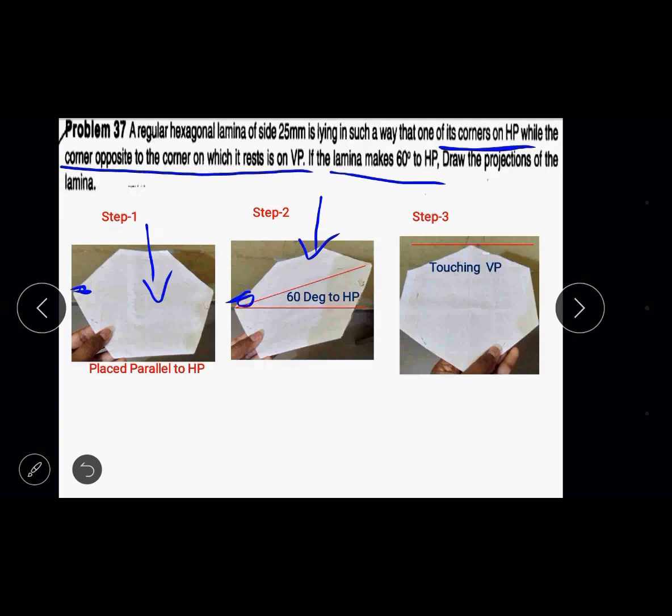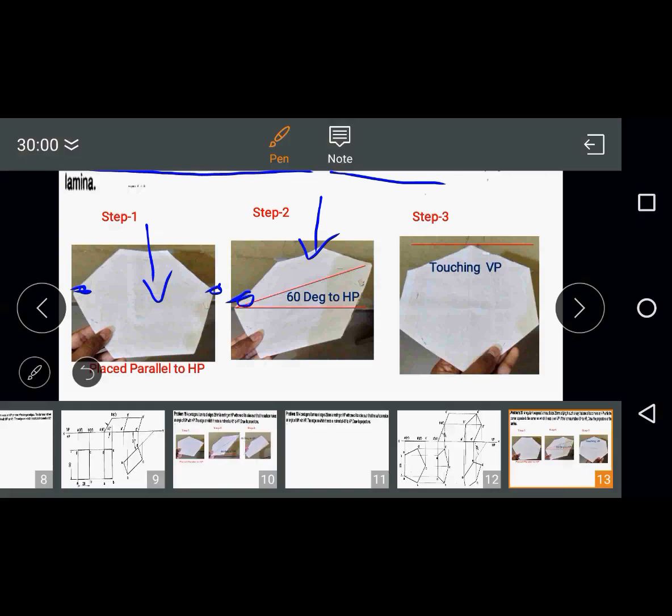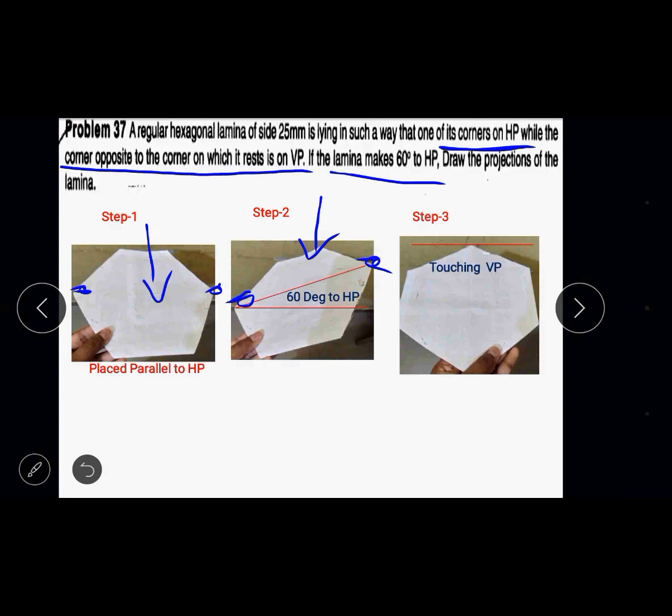The left corner of the hexagon is our resting corner, and you can look at figure 1. The right side corner of the hexagon is the corner placed opposite to the resting corner. So the corner opposite to the one on which it rests is on VP. So in this you see that this is the opposite corner of the hexagon, which is placed opposite to the resting corner.